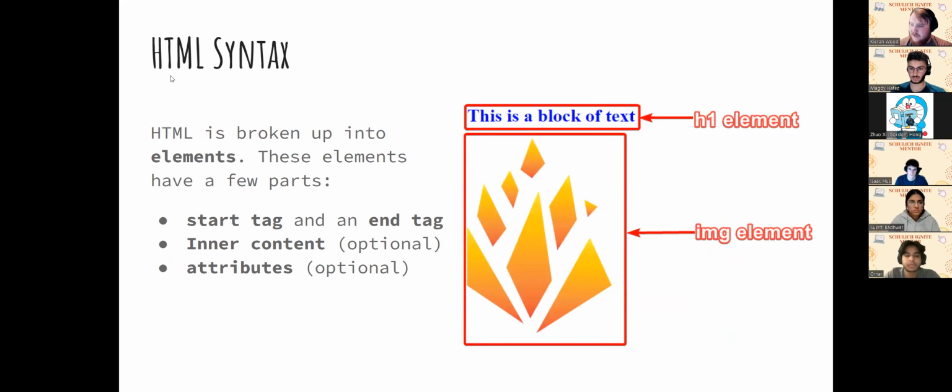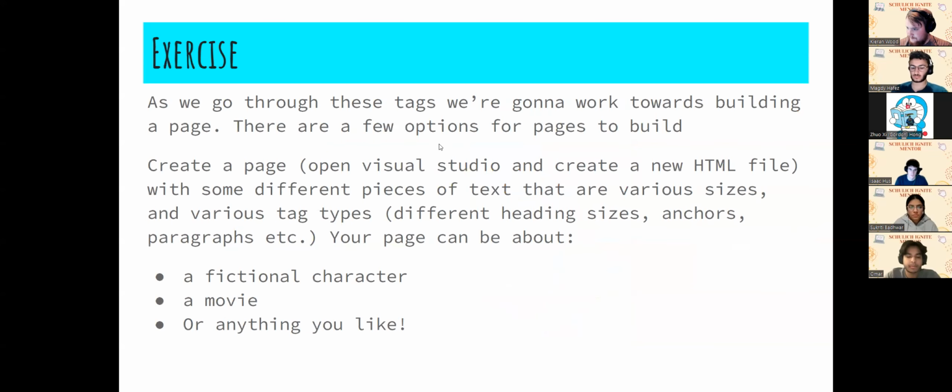And so HTML is broken up into elements. We can see here the elements, like I was saying before. So this text is one element, and then this image is another element. Specifically, this text is what's called a heading element, or a heading 1 element, and this image is what's called an image element. Pretty easy. Each element will have 3 different parts when we're looking at the code. It'll have a start tag, an end tag, and then optionally, it'll have inner content and attributes. So we'll talk about what all this looks like.